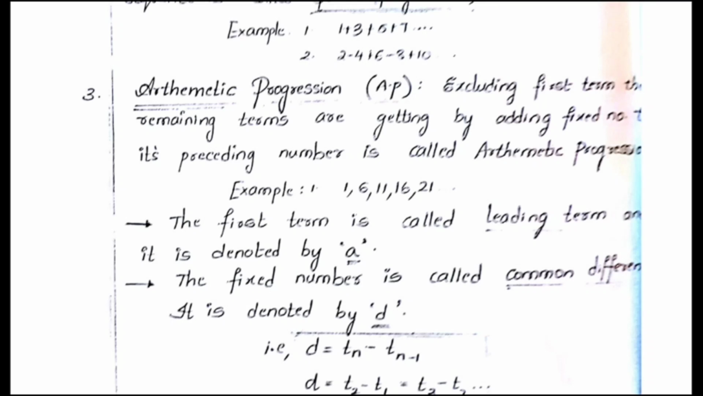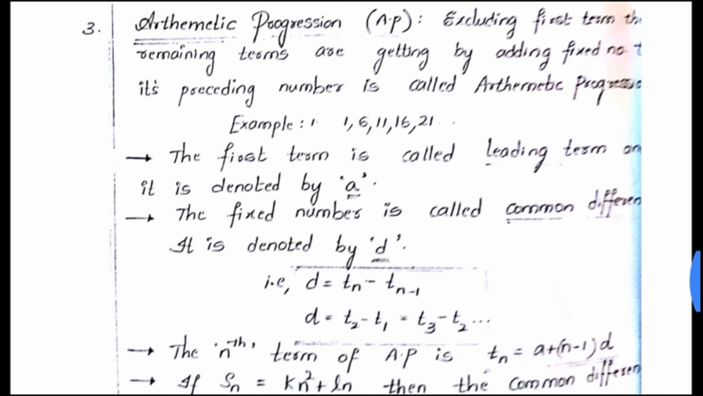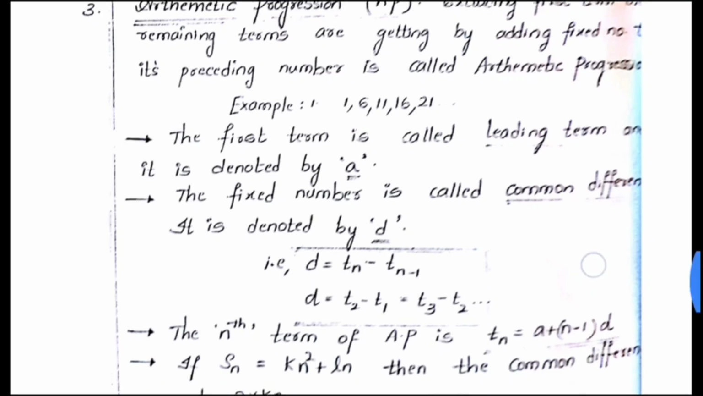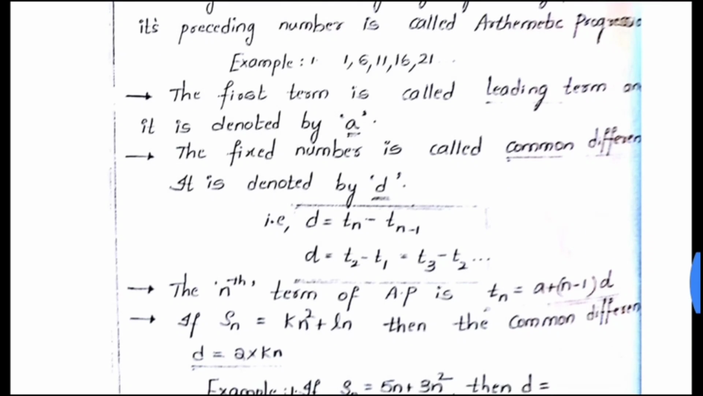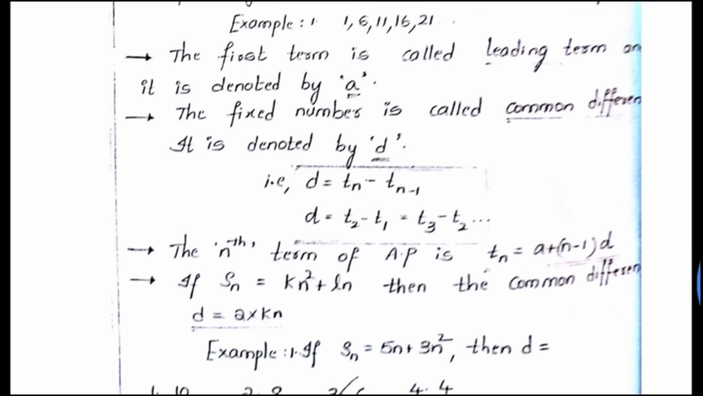The first term is called the leading term because it is leading the progression. That's why it is called the leading term in any progression, and it is denoted by small a. The fixed number is called the common difference because it is the common difference between any two consecutive numbers. It is denoted by d. How will you get d? d is equal to Tn minus Tn minus 1. Whichever term you take, that term minus its preceding term is the common difference. So d is equal to T2 minus T1, or T3 minus T2, or T4 minus T3, like that.